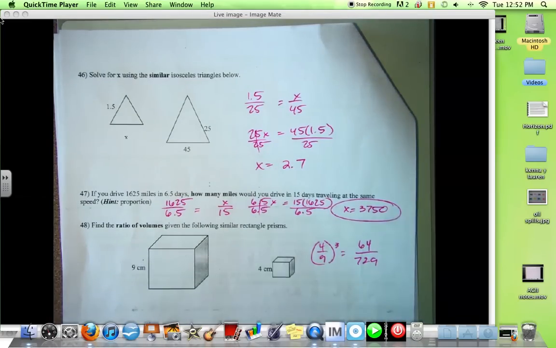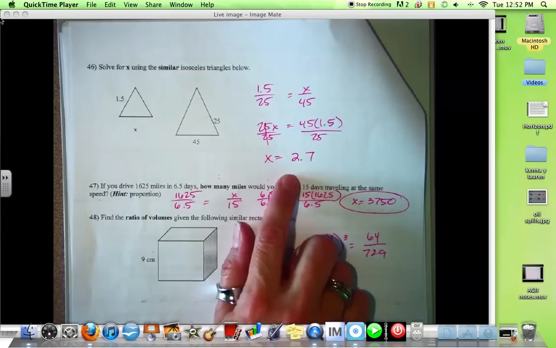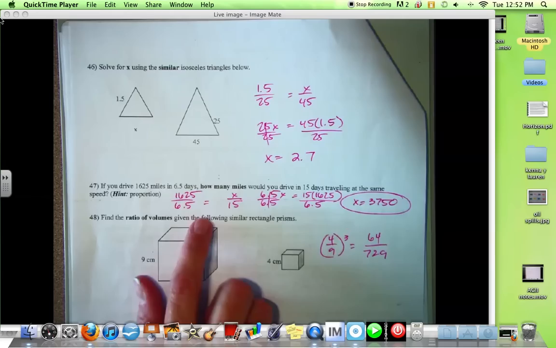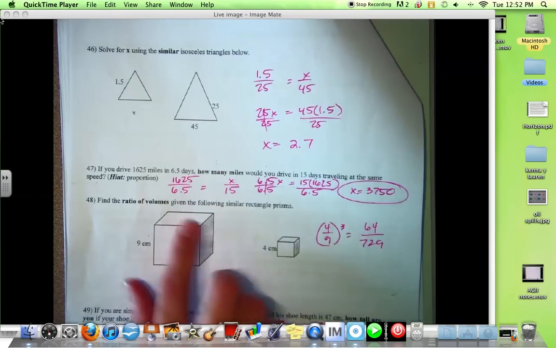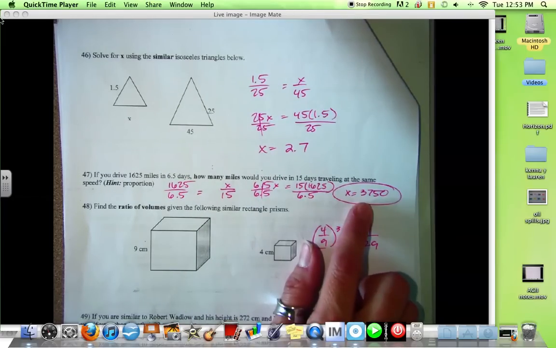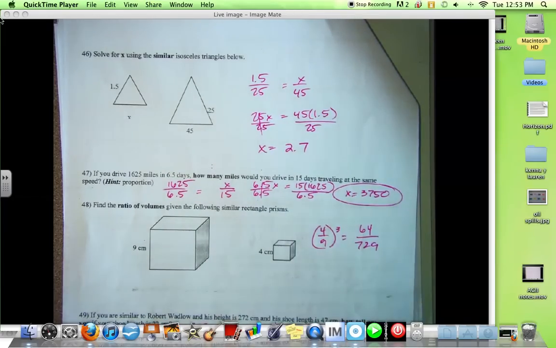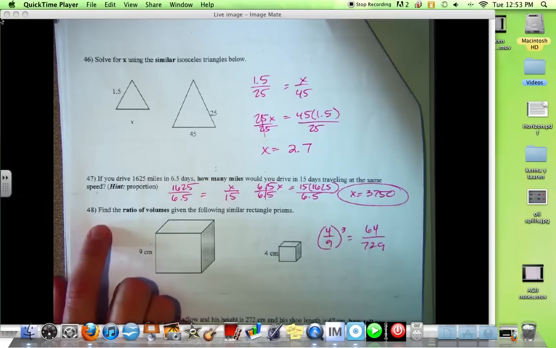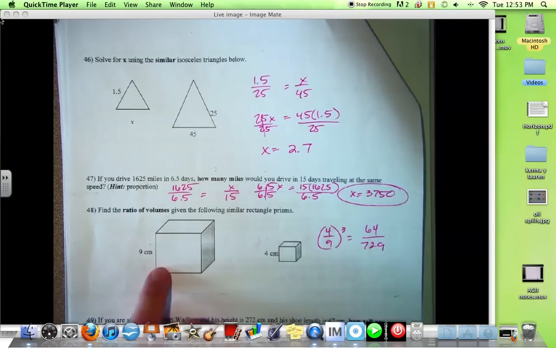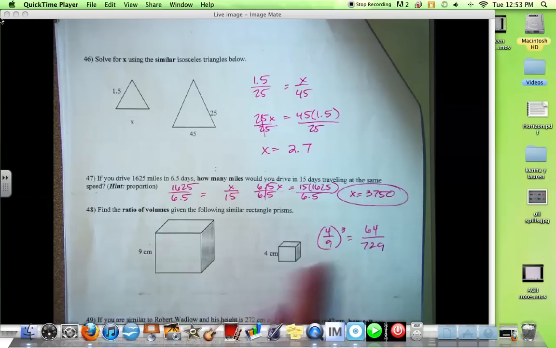46. X equals 2.7. 47. How many miles would you drive in 15 days? 3,750. 48. The ratio of volumes. Does it matter which one goes on top? Image to pre-image. 4 to 9, and you cube it.